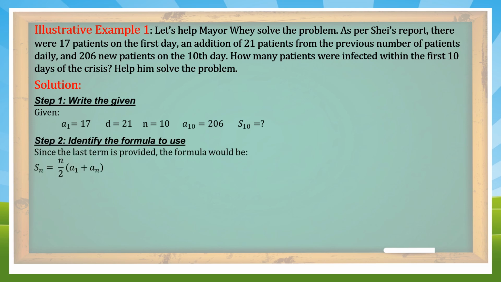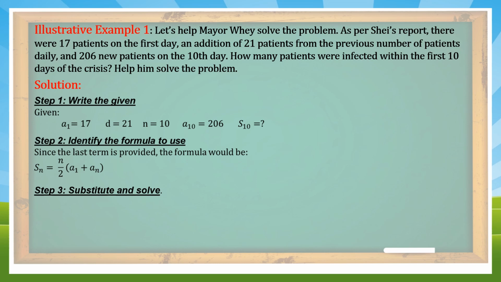Okay, so ito yung ating formula na gagamitin. Since given yung first term, automatic ha, kasi given yung first term at saka last term eh. So ito na formula yung ating gagamitin. S sub n equals n over 2 times the quantity of a sub 1 plus a sub n. Gagamitin natin ang formula na to kapag given yung n, yung a sub 1, pati yung a sub n. So kahit hindi na natin gamitin yung d.